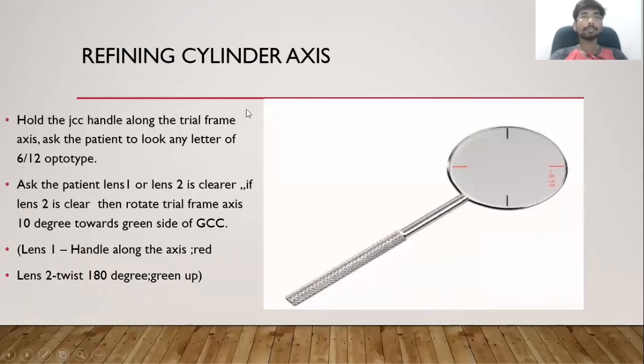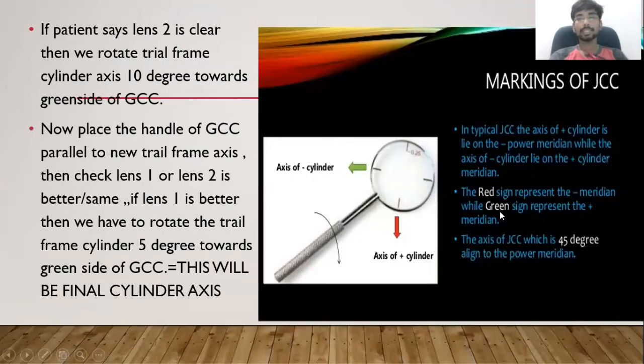Next, we come to refining the cylinder axis. So in the Jackson cross cylinder, the red sign represents the minus meridian while the green sign represents the plus meridian.